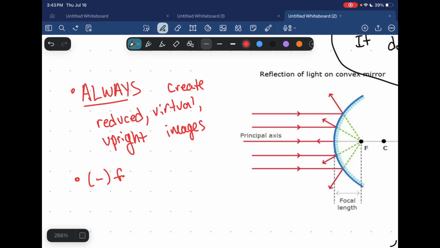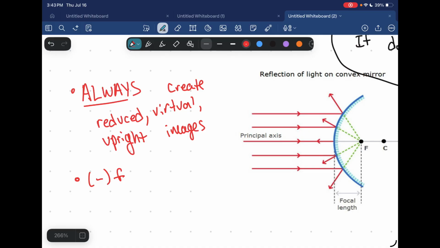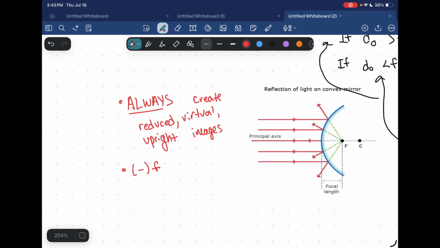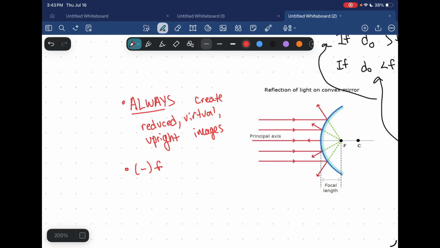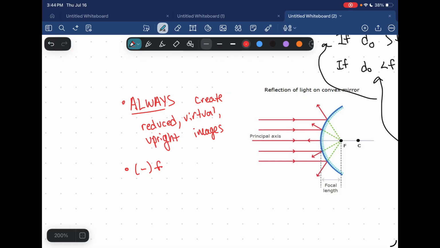Unlike concave mirrors, convex mirrors always create virtual, upright, smaller, diminished images. The easiest way to think about a convex mirror is that it makes things look smaller and gives you a wider field of view. And this is exactly why convex mirrors are used for side view mirrors on cars. They allow drivers to see a larger area behind them, but objects appear smaller and further away than they actually are. And finally, you want to remember that convex mirrors have a negative focal length. And why is that?